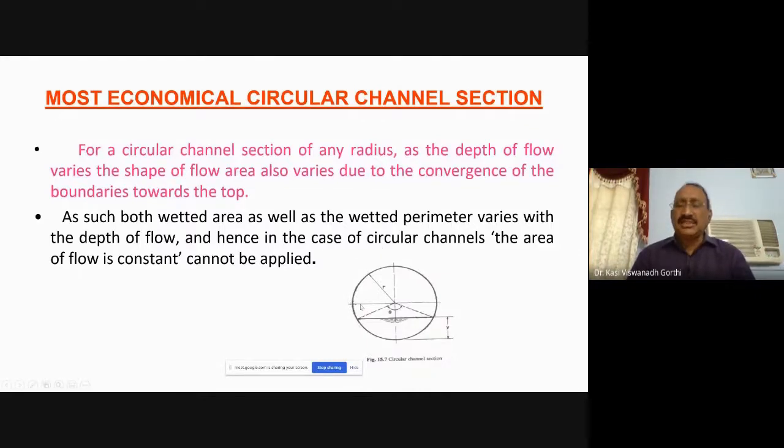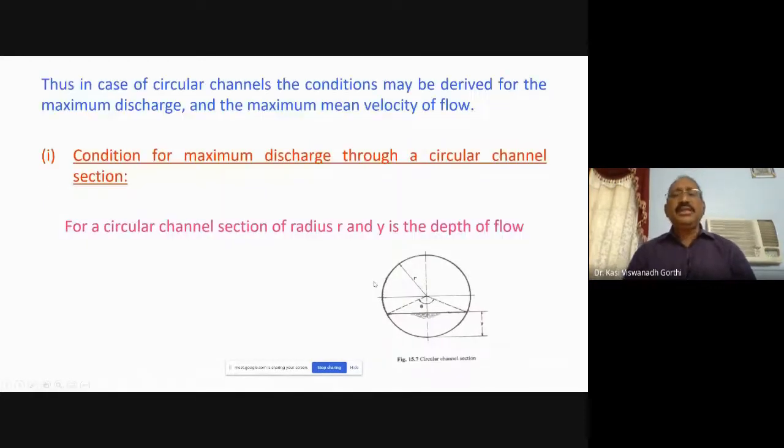So in the case of a circular channel section, the top width T increases up to the center as the depth of flow is increasing, beyond which the top width would be reducing and converging because of the convergence of the boundaries. So the shape of the flow area also is varying because of this convergence of boundaries towards the top. So we cannot apply the condition that the area of flow is constant. So as such, we need to determine the conditions for the maximum discharge and maximum mean velocity separately.